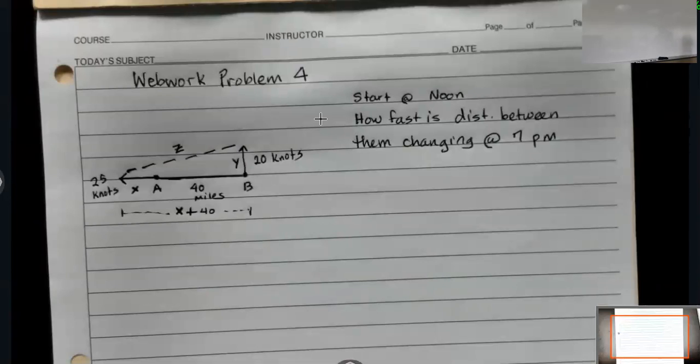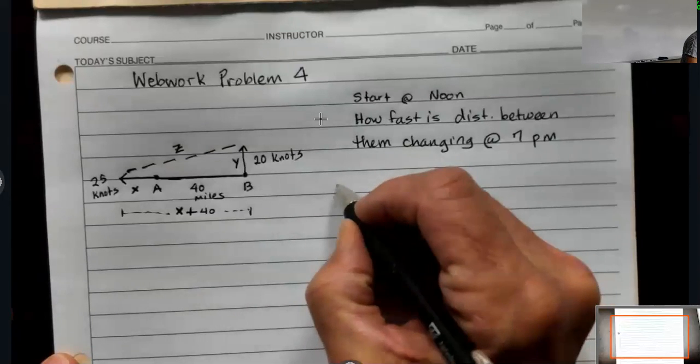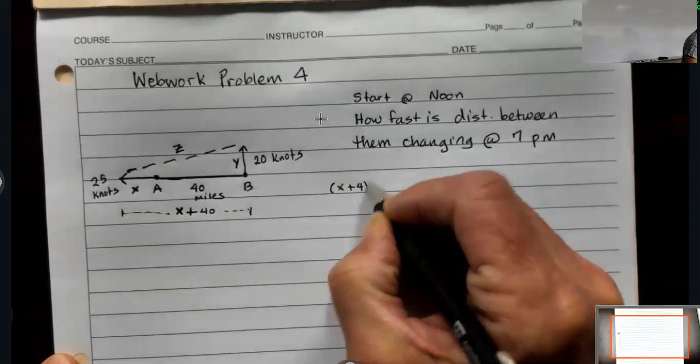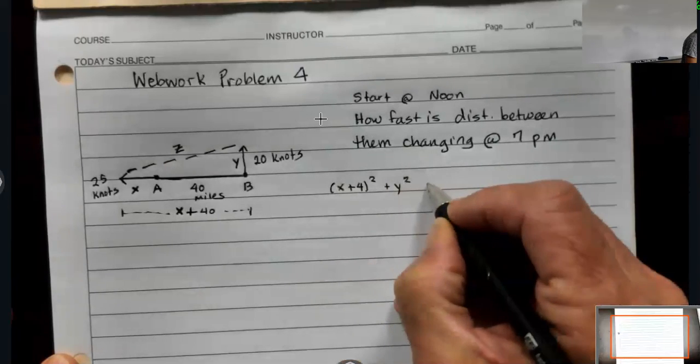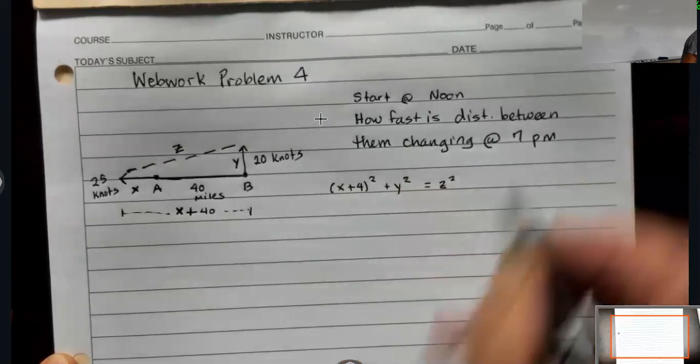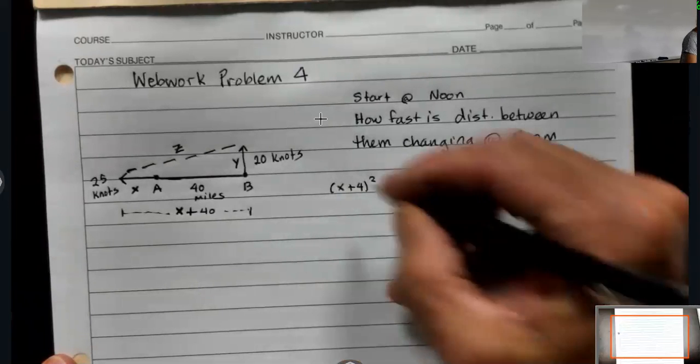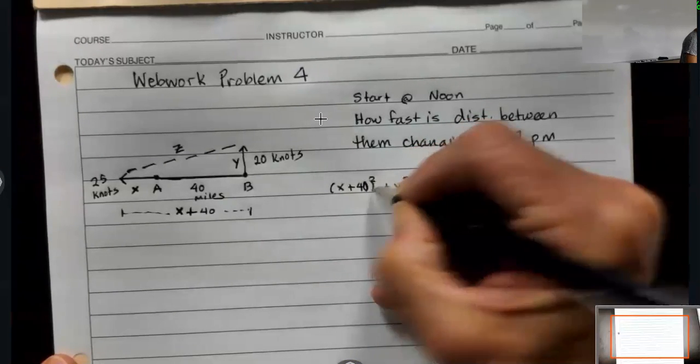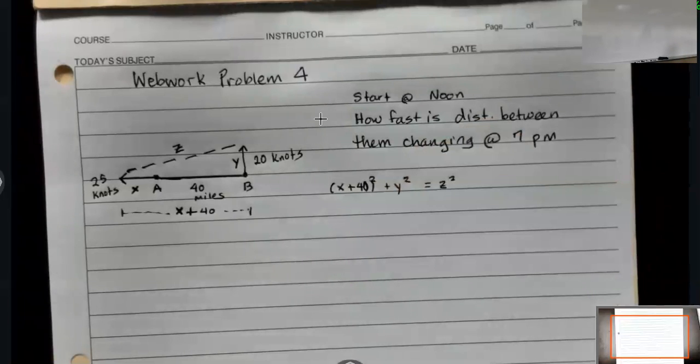So we've got a right triangle, three sides related. We'll be using the Pythagorean theorem. This leg squared plus that leg squared is the hypotenuse squared. So we're going to start with that, and then we'll see what we need after we take the derivative. So we start with (x plus 40) squared plus y squared is equal to z squared. Make that parentheses in there. There we go. (x + 40)^2 + y^2 = z^2. So that'll be our governing equation.